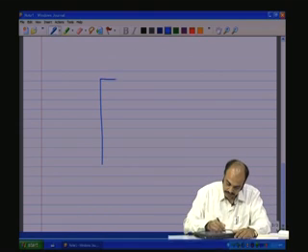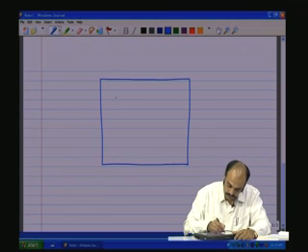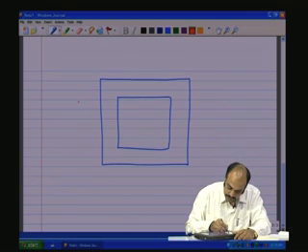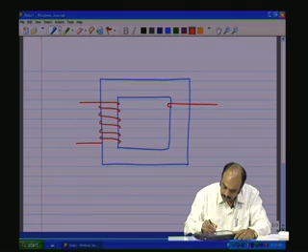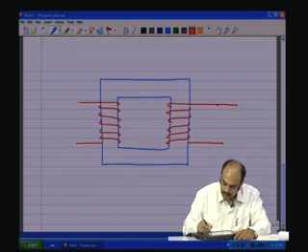By rewriting our transformer with its primary and secondary windings. This is the primary winding, this is the secondary winding, which is connected to the load Z2.